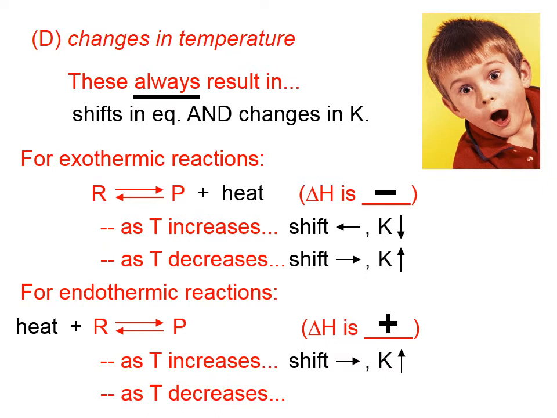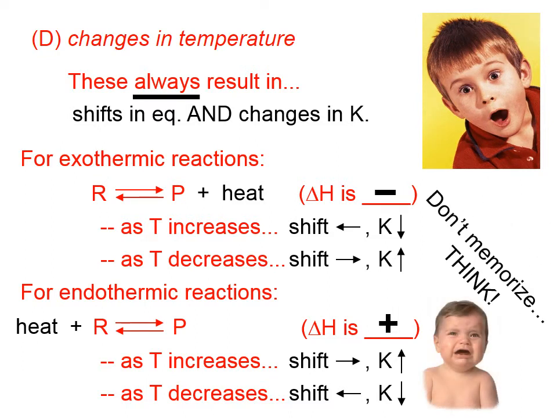As the temperature in this system decreases, again, look at the equation. Taking heat out as the temperature decreases, taking heat out, better make more, shift left, and when we shift left, the amount of product decreases, the amount of reactant increases, the value of K is going to drop. So don't memorize these ideas. You need to think and understand them.